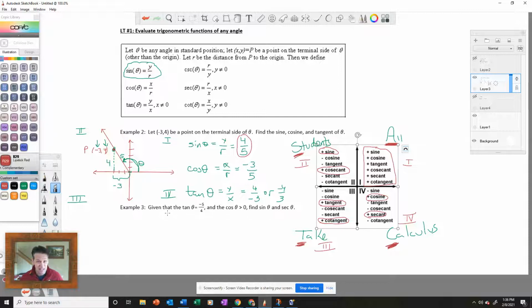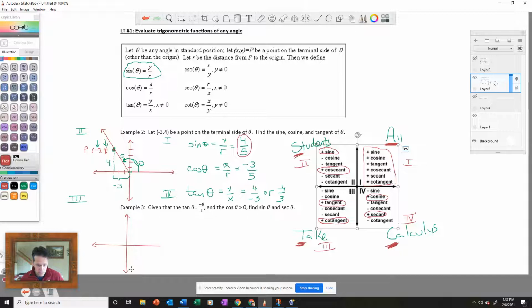It says, now this is backwards. Given that the tangent of theta is negative 5 over 4, and the cosine is greater than 0, find the sine and find the secant. All right. Well, let's unravel this thing and see what it wants us to do. So I'm going to draw the picture first. And you always need to start with a picture.